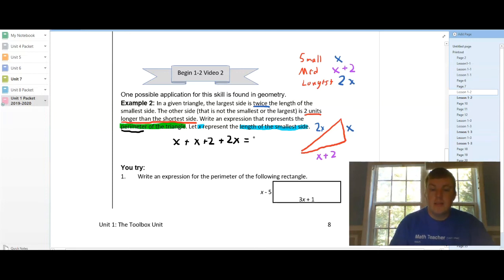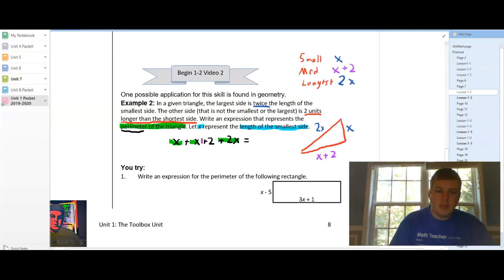So if you think back to the last video, what I need to do is look for my like terms. Those are terms that have the same variable and the same exponent. So in this case, I have an x, a plus x, a plus 2x. They're all like terms. And then I have 1 plus 2 that's all by itself. It doesn't have anybody to partner up with. So I do need to combine the ones that are the same.